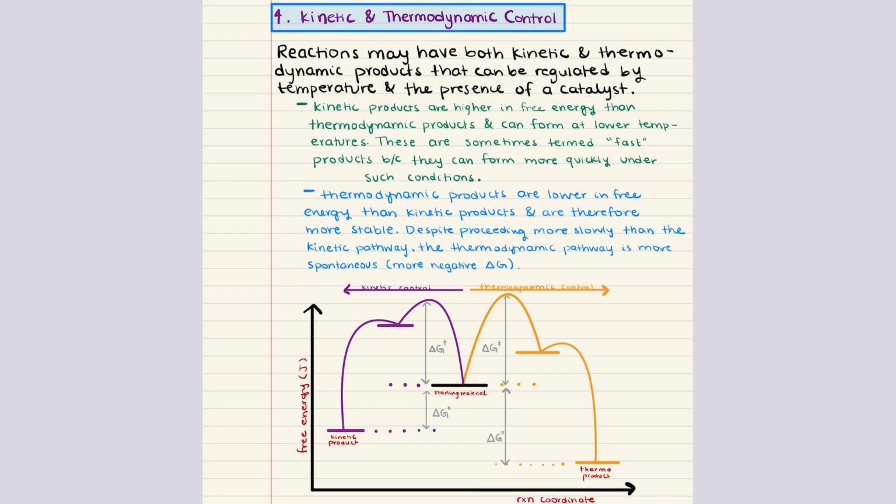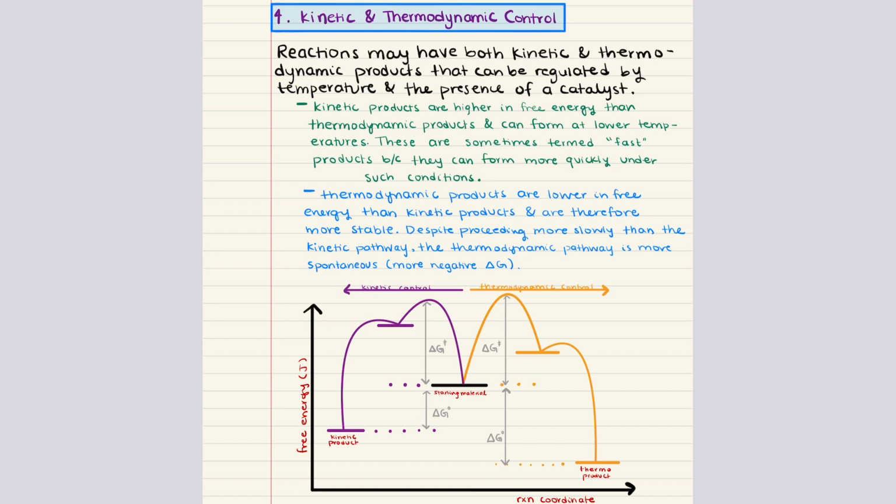In chemical reactions, products can often be classified as either kinetic or thermodynamic. Understanding the differences between these products and the conditions that favor their formation is really important in predicting and in controlling the outcomes of reactions.